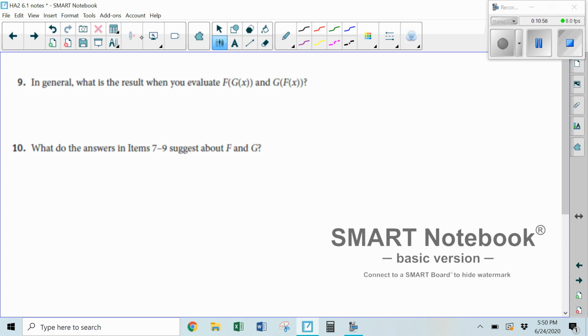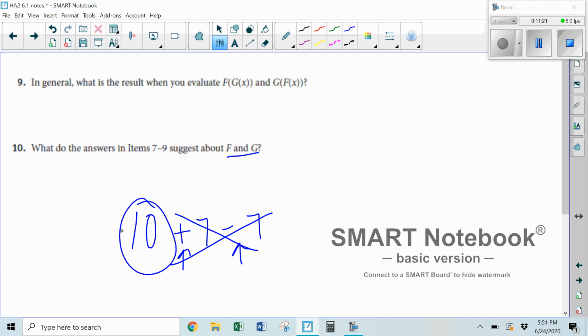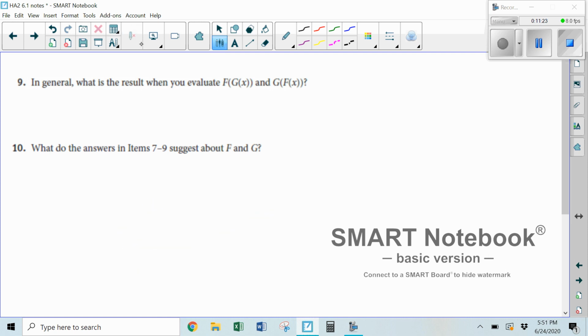Okay, so what do the answers in item 7 suggest about F and G? The functions undo each other. Okay, so they are inverses, that's what happens. Just like if I have $10 and I add 7 and I subtract 7, add and subtract are inverses. So they essentially undo each other and I get what I started with. That's what happens when you're working with inverses.